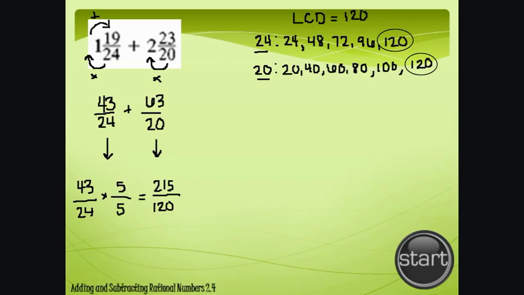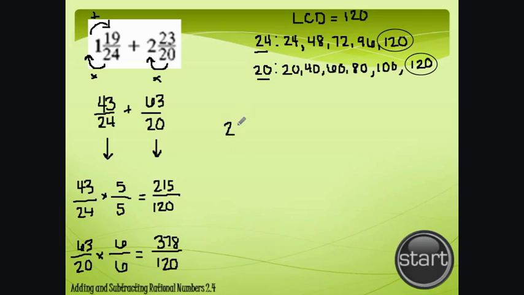We're going to do that same thing to our fraction 63/20. And we need to multiply that by a number so that we have an equivalent fraction that has a denominator of 120. So let's see what value times 20 equals 120. 1, 2, 3, 4, 5, 6. 6 times 20 equals 120. And what we do to our denominator, we do to our numerator. 63 times 6 equals 378.